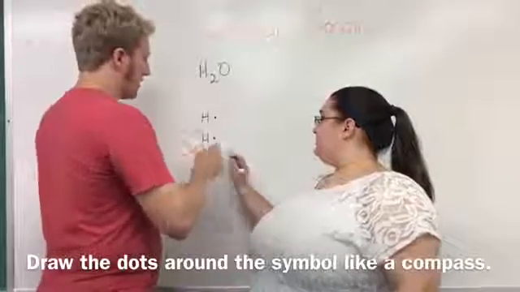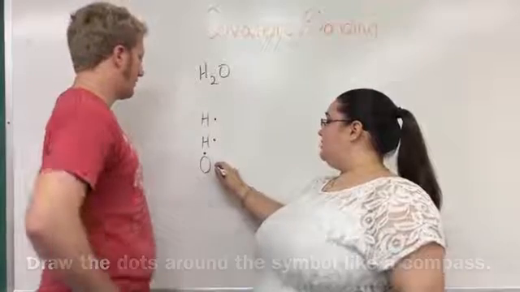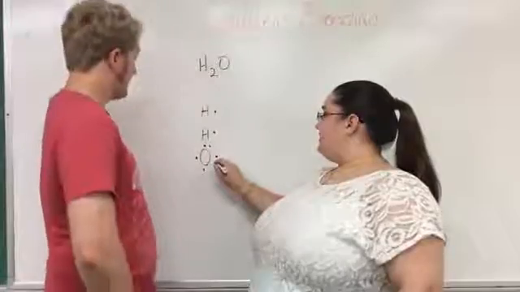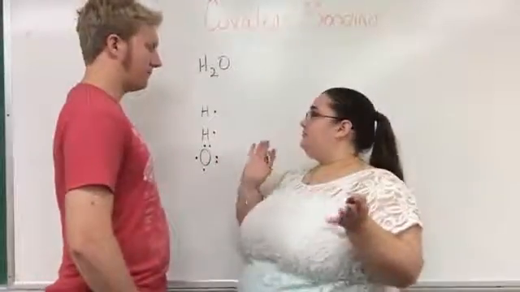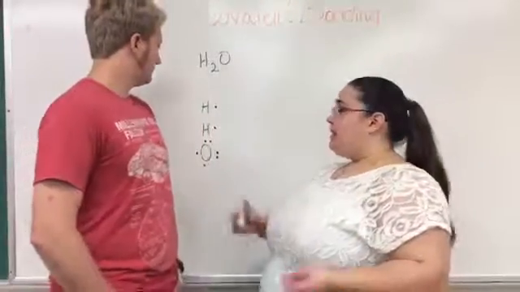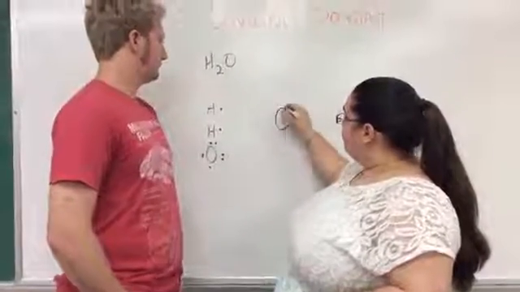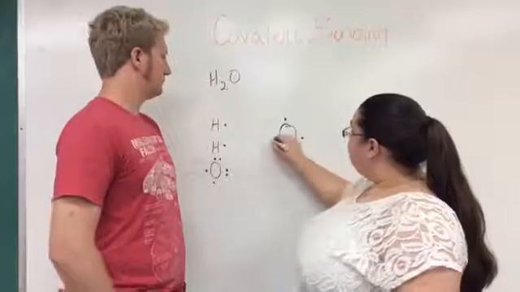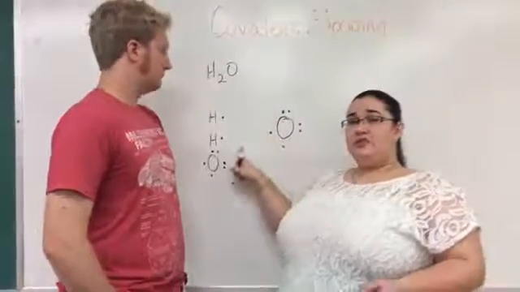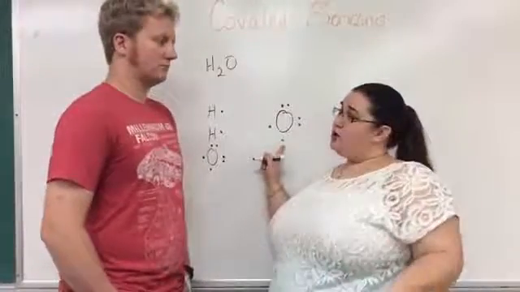And do we remember how we put our dots around? Yeah, we start in one spot and we draw them like a compass. So we go around 2, 3, 4, 5, 6. Once I have my basics down, I can put these together. My oxygen has its 6, and these two lone electrons are the ones that actually need a partner.